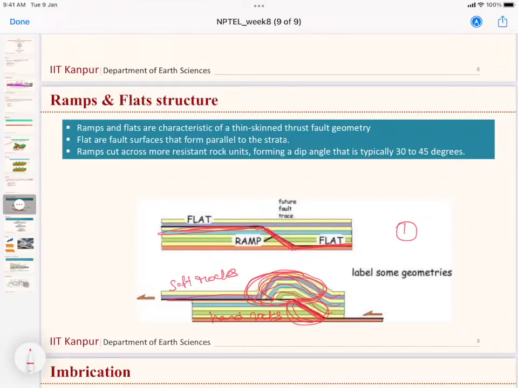So if we see the basic definition of ramp and flat structures, ramp and flat structures are characterized by thin-skinned thrust fault terminology. So here you are seeing that we have a thrust fault. Why is it a thrust fault? Now you answer. Why is it a thrust? First tell me, what is a thrust fault?